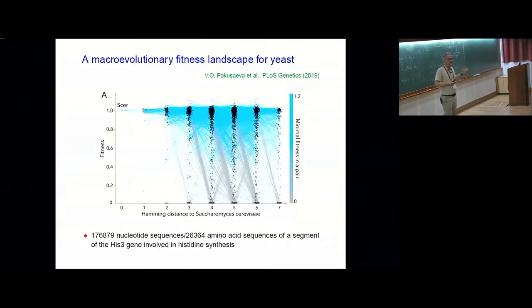This is a good way of doing this, because if you just choose random mutations, most of the time you will not get anything that works. Altogether, they ended up creating almost 200,000 nucleotide sequences and 26,000 amino acid sequences. So this is an enormous landscape, and here you see the Hamming distance to the initial species is up to 7. And what you also see here, this is again fitness, is that most of these mutations lower fitness, but you also have some that go up, right? So you have a small subset of mutants that are actually fitter than the ancestor.